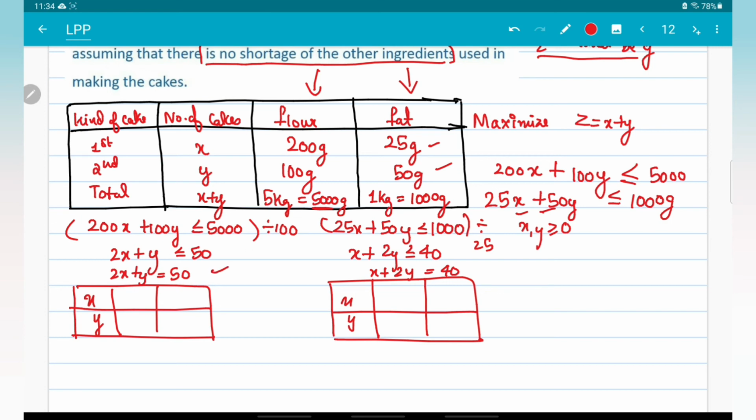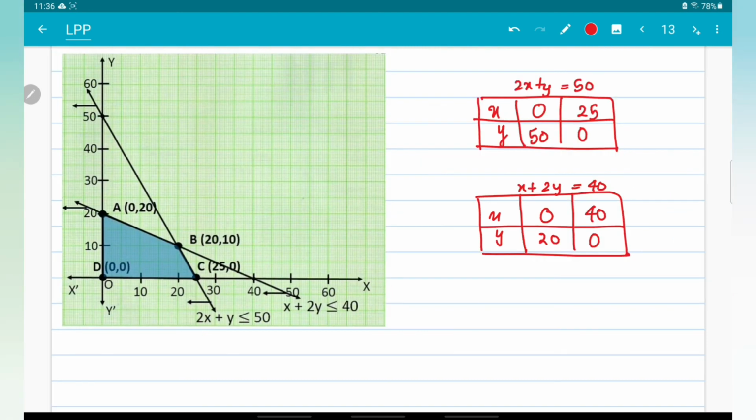Now for the first one, if I put 0 in place of x, my y will be equal to 50. And in place of y, if I put 0, my x is going to be equal to 25. Similarly, for the second one, if I put x as 0, then my y will turn out to be 20. And if I place 0 in place of y, then my x is going to be 40. So I got the points. Now I'm going to plot the graph.